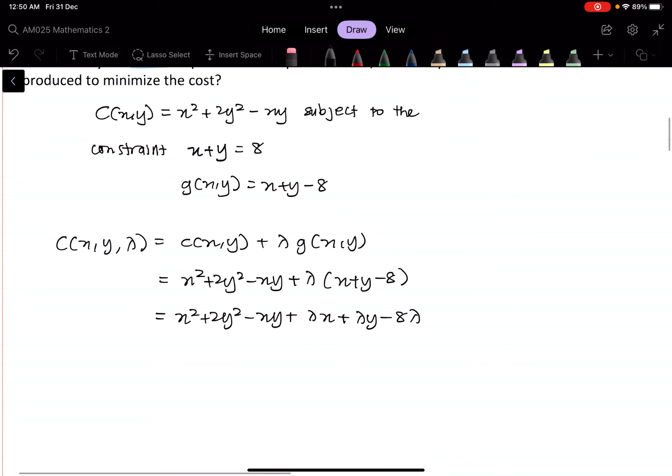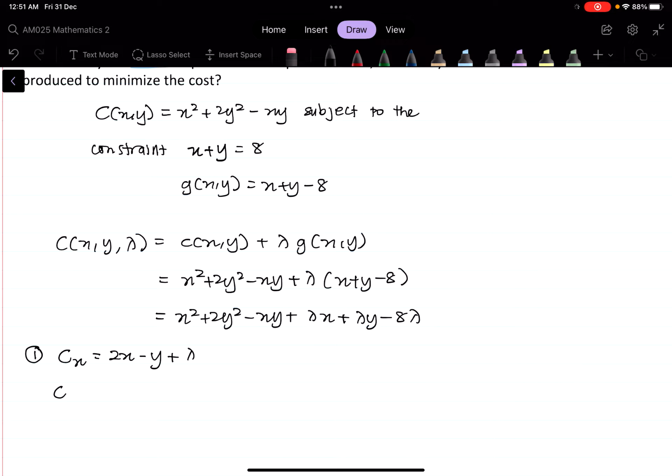So now let us find C sub x. Let us differentiate with respect to x. x squared with respect to x is 2x. Differentiate 2y squared with respect to x is 0. Differentiate negative xy with respect to x is negative y. Differentiate lambda x with respect to x is lambda. Differentiate lambda y minus 8 lambda with respect to x is 0.